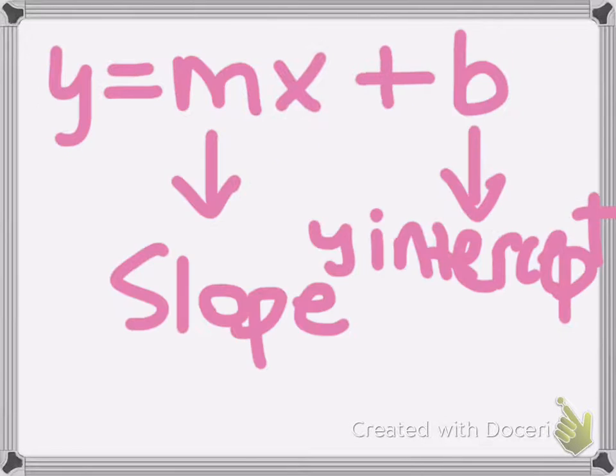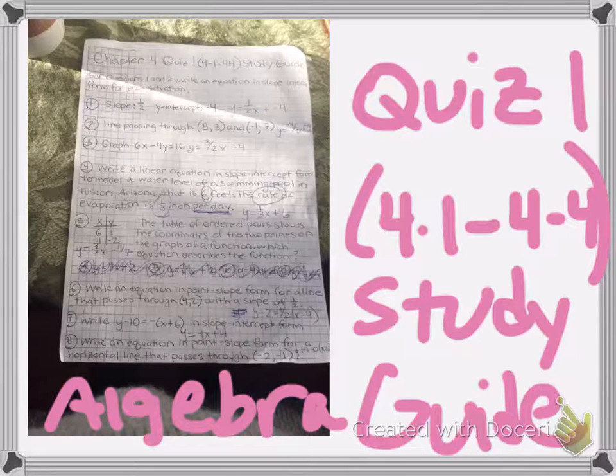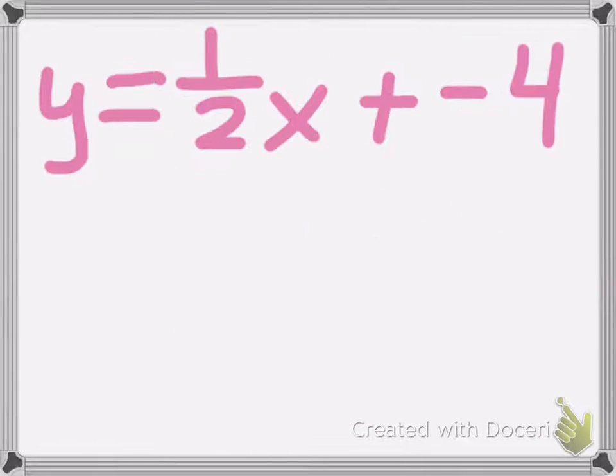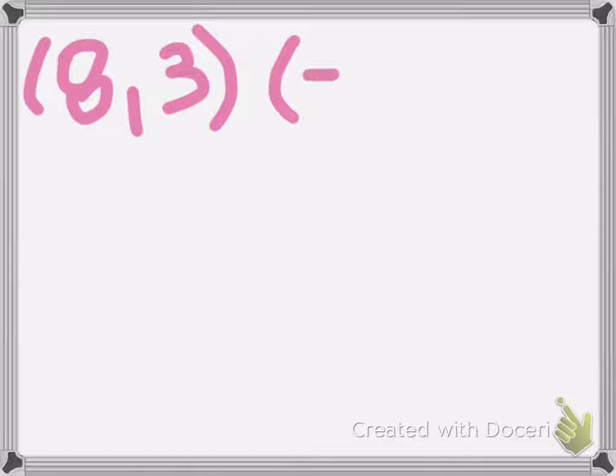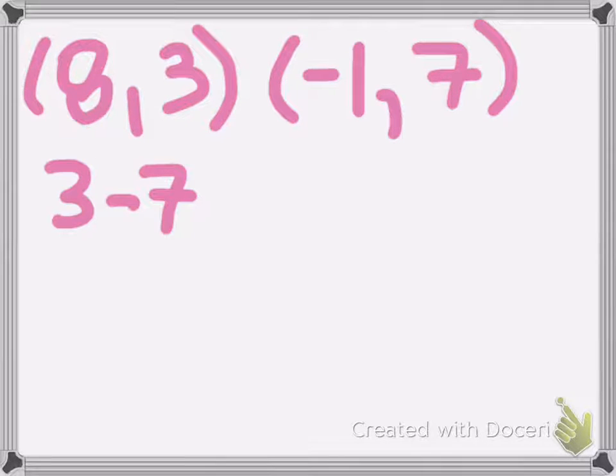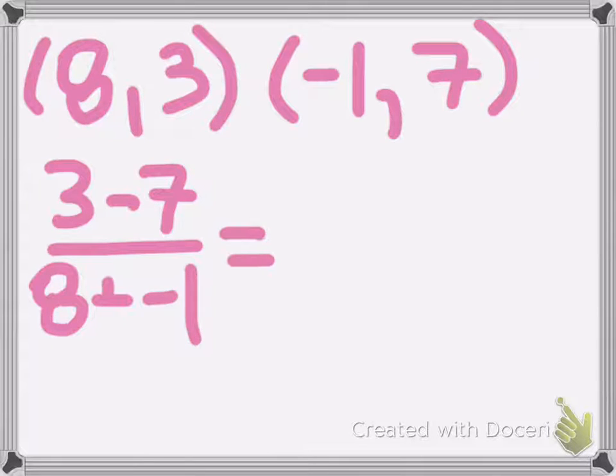For the second problem, it also has the same directions, writing an equation in slope-intercept form, but this time it gives us 2 points. So we have (8, 3) and (-1, 7). And if we're writing an equation in slope-intercept form, we need to find the slope first if it's not given to us. So we're going to find the slope by subtracting the y's over the x's, which is going to give us -4 over 9.